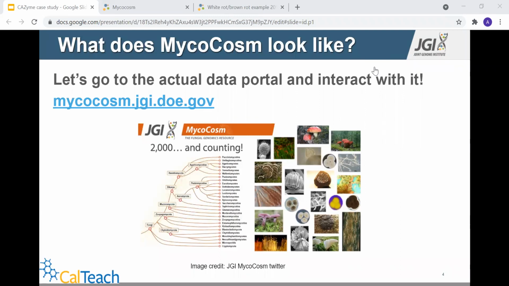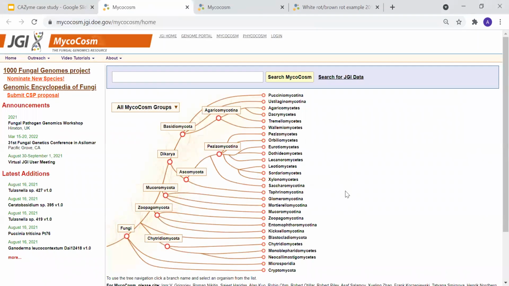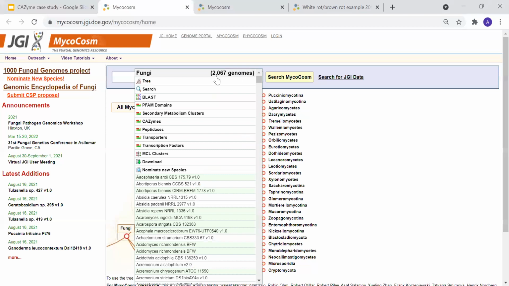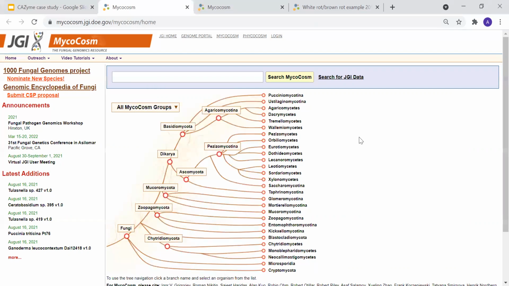So what does MycoCosm look like? We're going to go to the data portal and interact with it right now. This is what the MycoCosm homepage looks like, and it shows an interactive fungal tree of life. So if I click here, I can see that we house over 2,000 fungal genomes and counting. And so now I'm going to be showing you how you can interact with the fungal tree of life and explore any different fungi that you'd like to examine today.